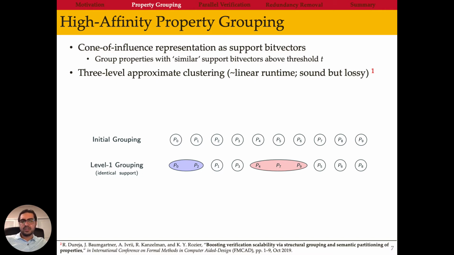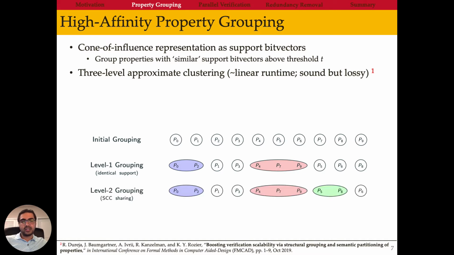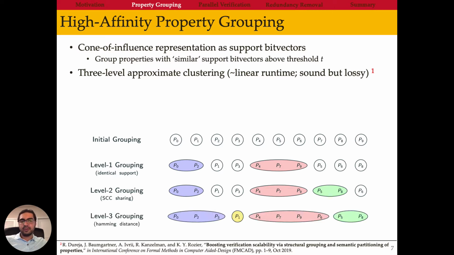However, verification tasks can often tolerate small dissimilarities between properties, which leads us to level 2 grouping that merges properties based on large, strongly connected components in the cone of influence. Level 2 grouping is then followed by level 3 grouping that merges properties based on Hamming distance between the support bit vectors of the properties. Although level 3 does merge based on Hamming distance, it does so by avoiding the pairwise Hamming distance calculations, which can often lead to slowdowns.